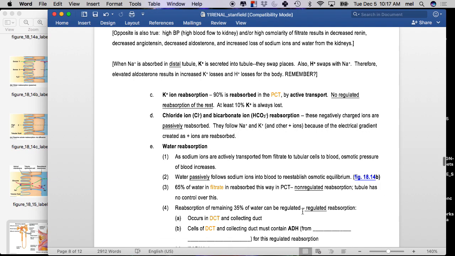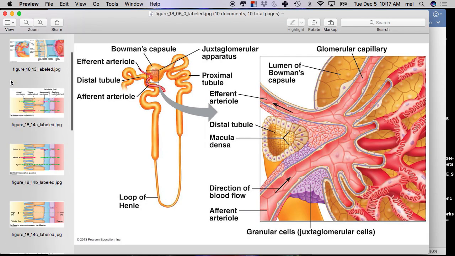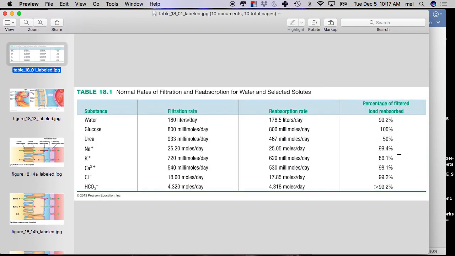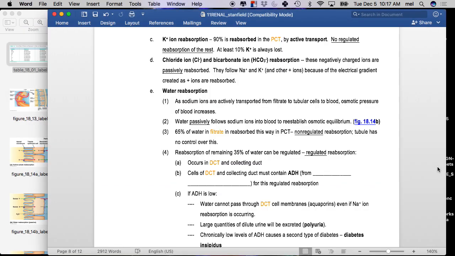Okay, so now let's talk about potassium ion reabsorption. Remember potassium? I don't know if you guys remember this. Potassium is the one that we have trouble absorbing all of. So we generally reabsorb about 90% of the potassium, but then we can lose it from there. So here's the deal. Potassium ion reabsorption occurs primarily at the PCT, proximal convoluted tubule, and it occurs by active transport. And there is no regulated reabsorption of the rest. We always lose at least 10%, but then we can lose more, can't we? Does that make sense? Right?